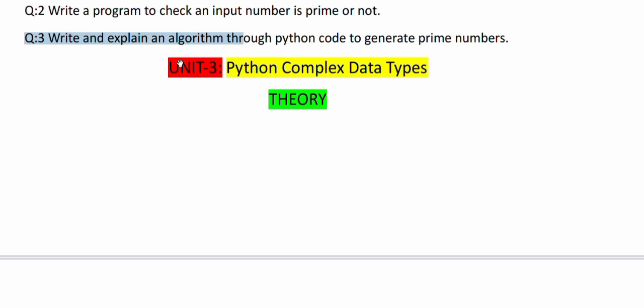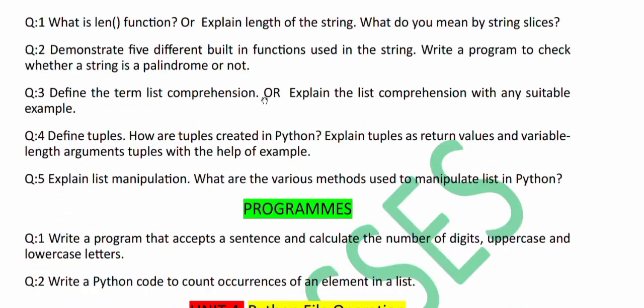Let's start the unit third, Python complex data type. And in this unit, we see the first theory question. Here we have discussed question number 1. What is the len function, or explain it for the string?